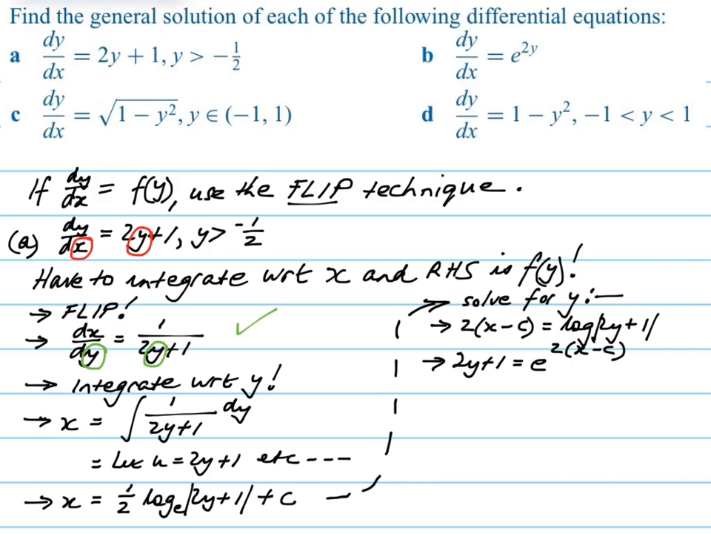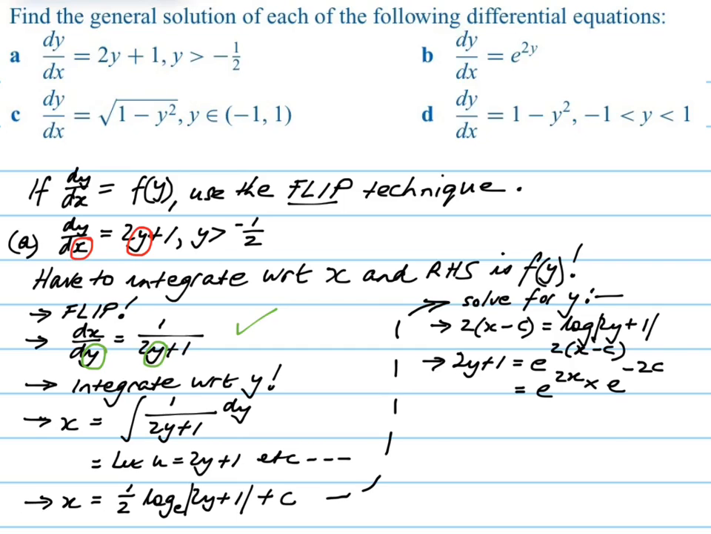So, yeah, e is the base, and 2y plus 1 is the number, and 2 bracket x minus c is the index or the log, okay? That's how you translate them. Now, let's just take the next step. Yes, what I've done there is I've said 2y plus 1 is e to the 2x times e to the minus 2c. Now, why did I separate those terms out?